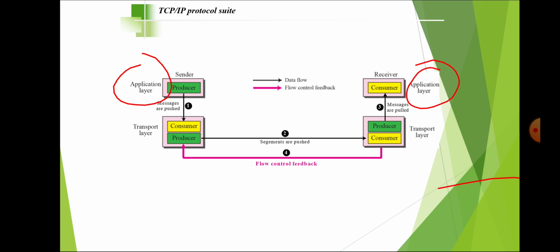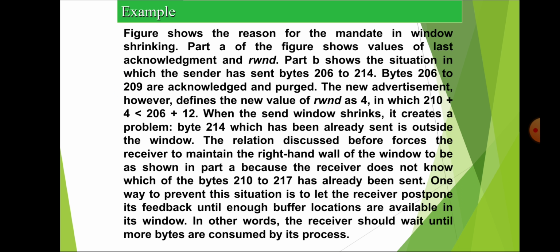So there is a flow control feedback which is given to the transport layer of the sender. Then the sender gives that feedback to the application layer of the sender: yes, the data is received. So at the user side application layer, the user can understand whether the data is received or not. Here we will take one example.